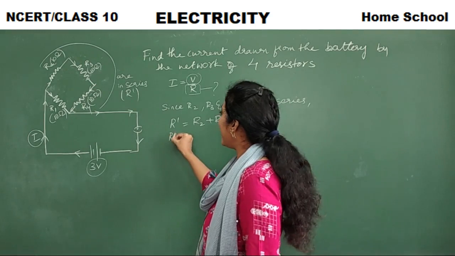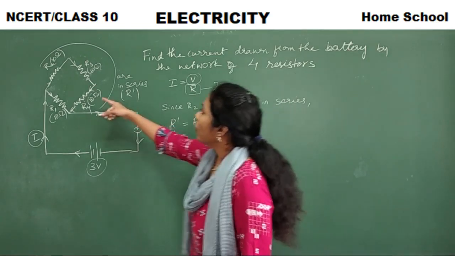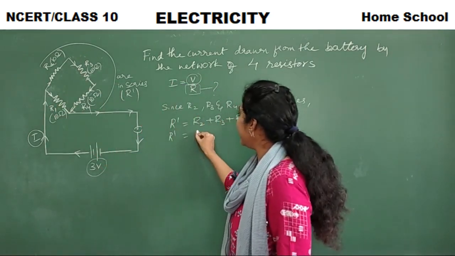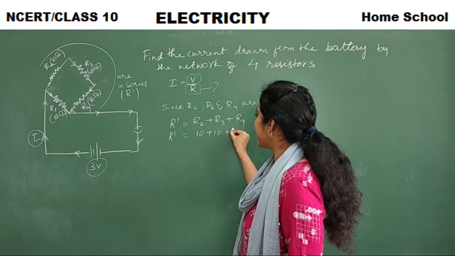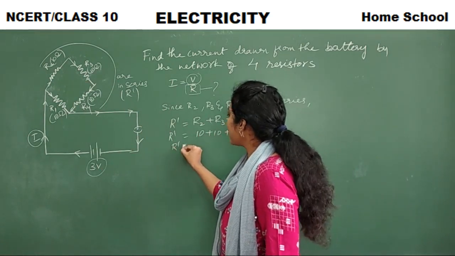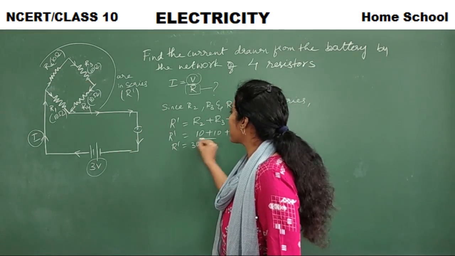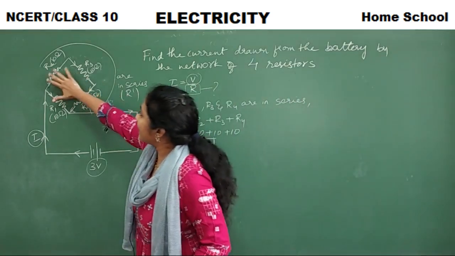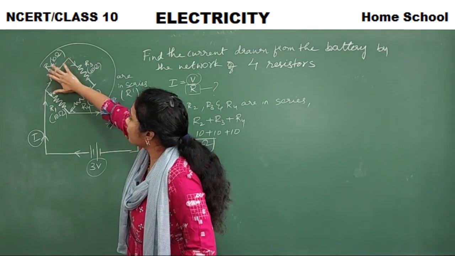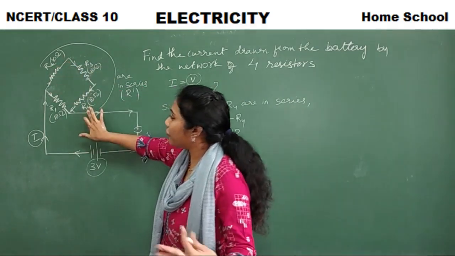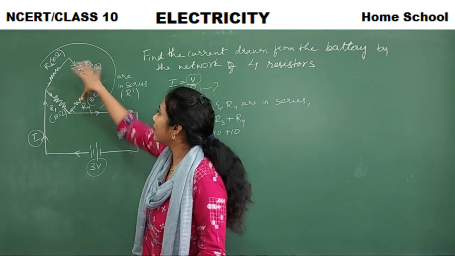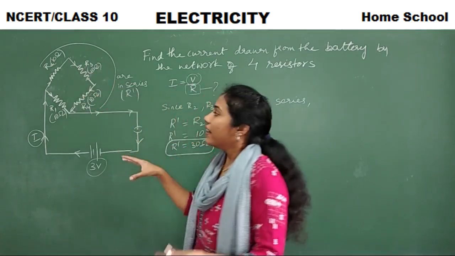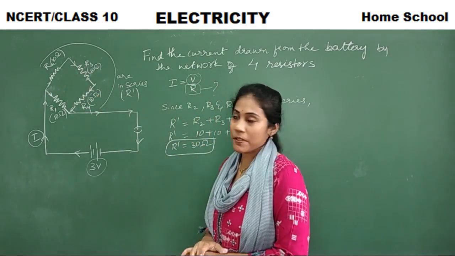Okay, so what do I get? R dash is equal to, what is R2? All are 10 ohms only, right? So 10 plus 10 plus 10, that is R dash is equal to 30 ohms. Got to know? And now this R dash, this combination is over. We combined R2, R3, R4. Since it's in series, we got the total resistance of these three things in series is 30 ohms.